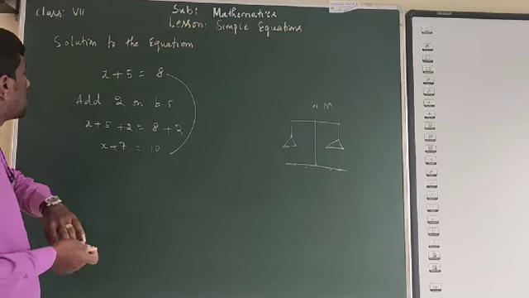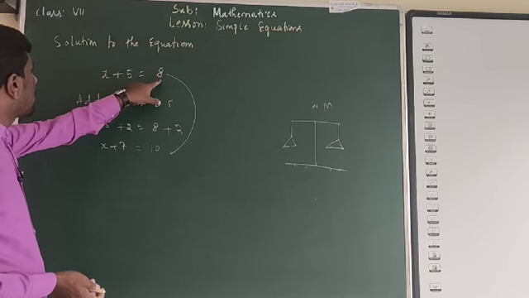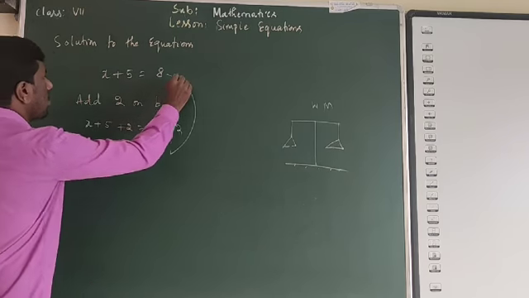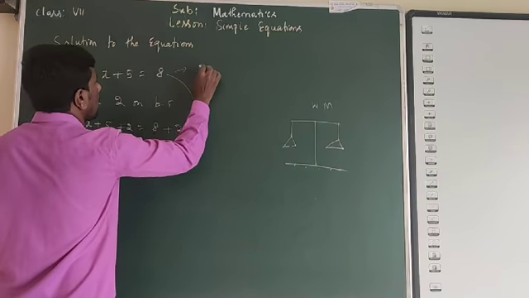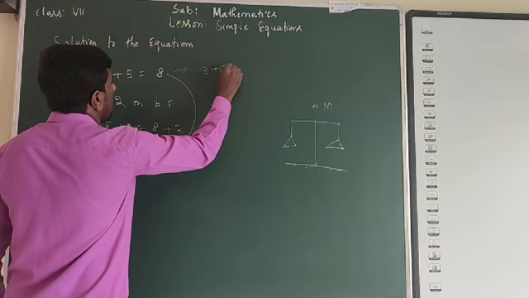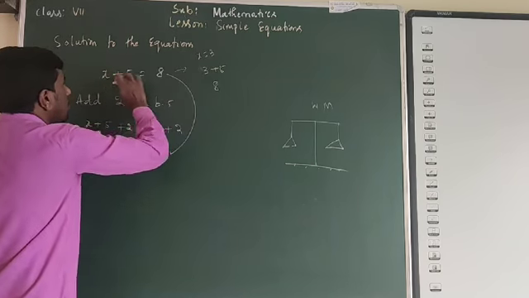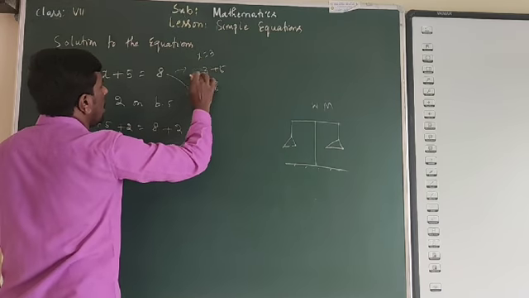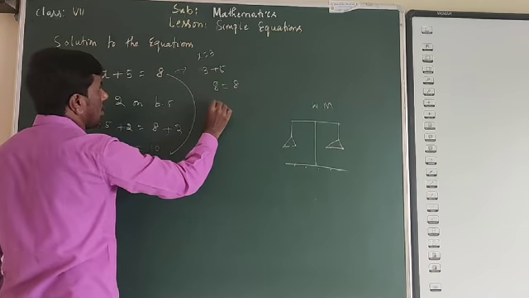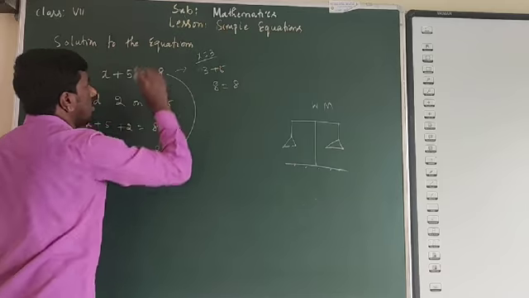Now, what is the solution of this equation? For what value of x does the LHS become the RHS? So x is equal to 3. 3 plus 5 is equal to 8. If I place x equal to 3, then only I am getting LHS 8, which is equal to the RHS. Right? So therefore x is equal to 3 is the solution.